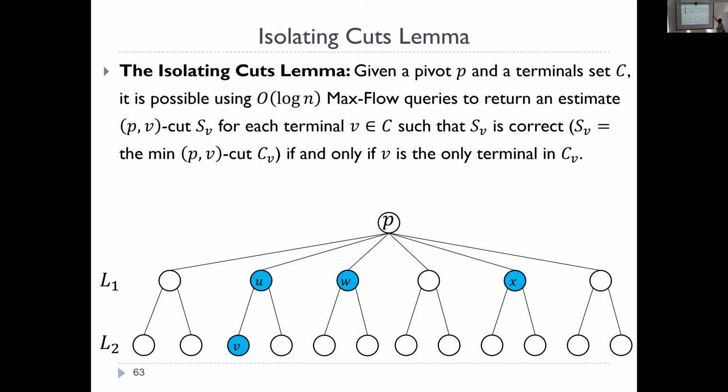This is the general statement. I'm not going to show it. It doesn't need any structure of the graph. This is just our version of the isolating cuts lemma. You have a pivot, you have a set of terminals, and if this holds, I can show it on this example.